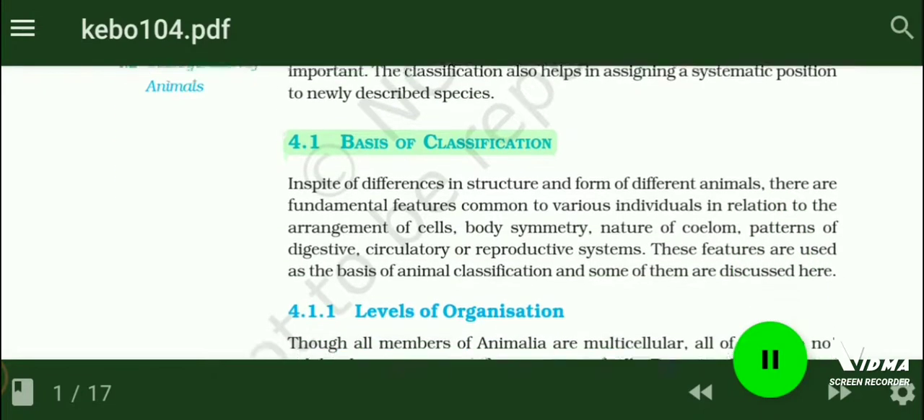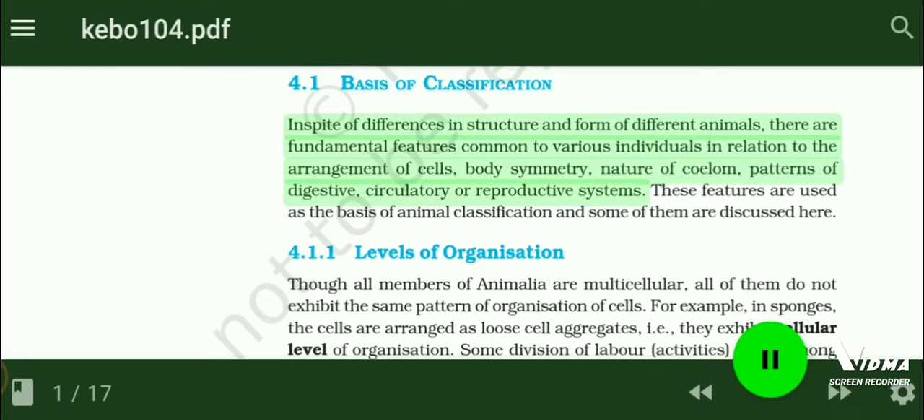4.1 Basis of classification. In spite of differences in structure and form of different animals, there are fundamental features common to various individuals in relation to the arrangement of cells, body symmetry, nature of coelom, patterns of digestive, circulatory or reproductive systems. These features are used as the basis of animal classification and some of them are discussed here.